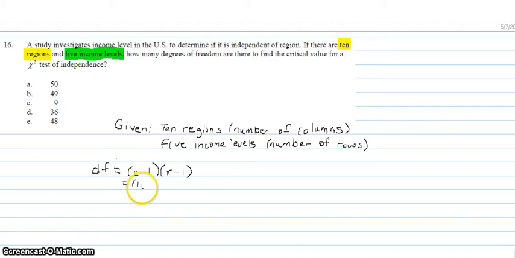So that's going to equal 10 minus 1 times 5 minus 1, which equals 9 times 4, which equals 36. So in this case, your answer is D, 36. That's the number of degrees of freedom there are, and that's the number of degrees of freedom you would use to find the critical value for a chi-square test of independence.